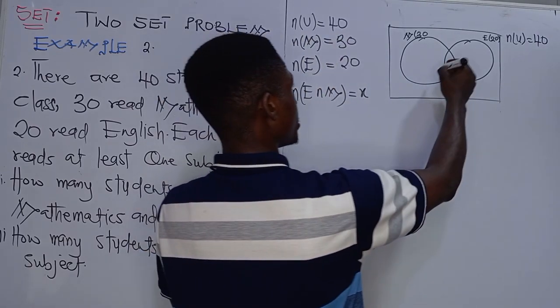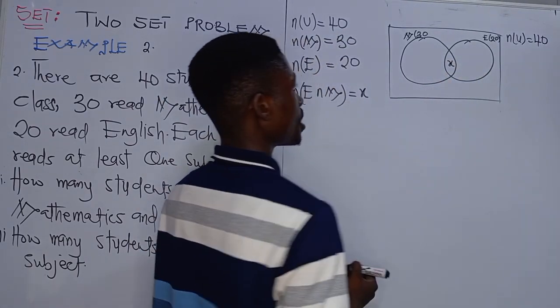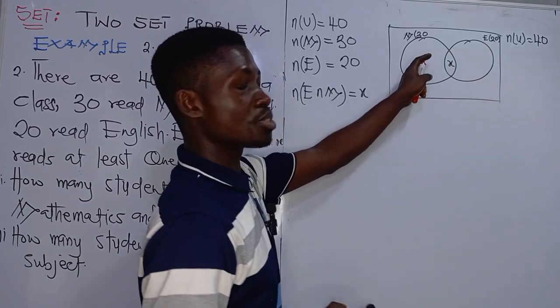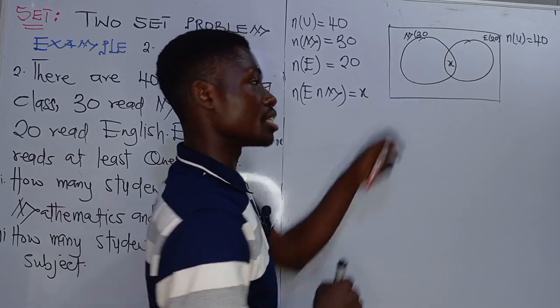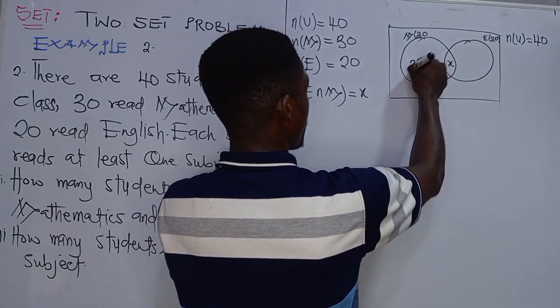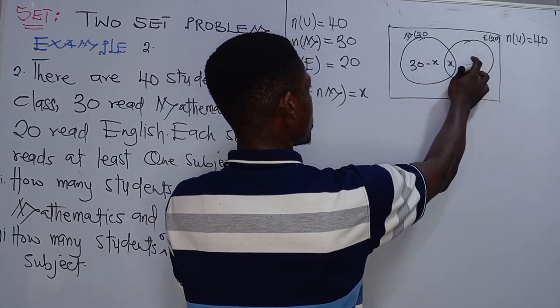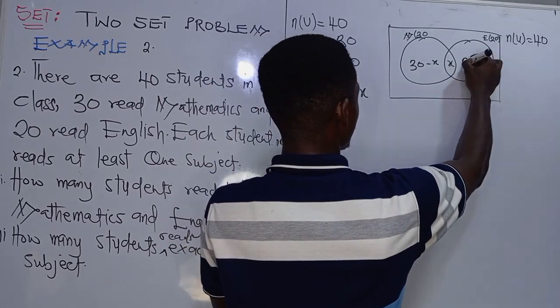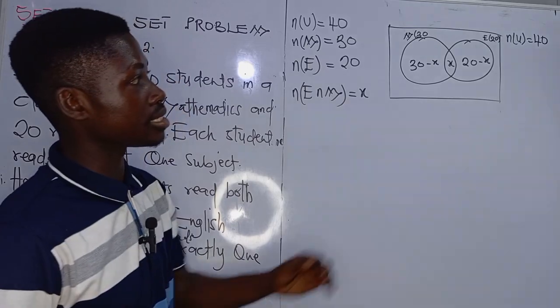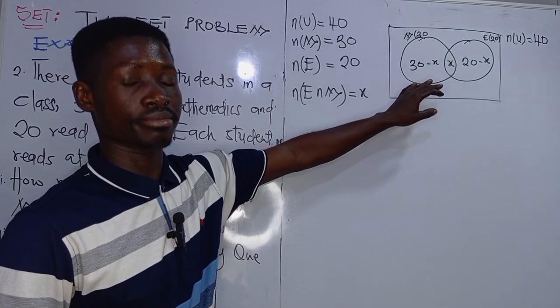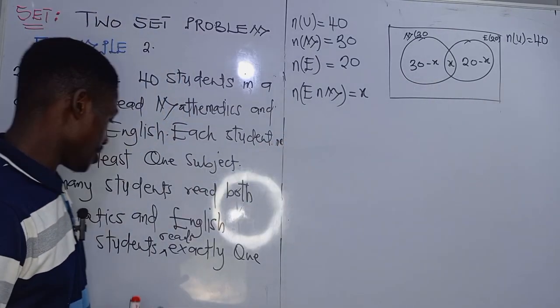Now let's represent the intersection X. We know that this region is going to be what? 30 minus X, because this region is what? Mathematics only. So we have 30 minus X. The same thing applies to this region. We have 20 minus X. Good. So we are done with the representation of the Venn diagram. Very, very easy.